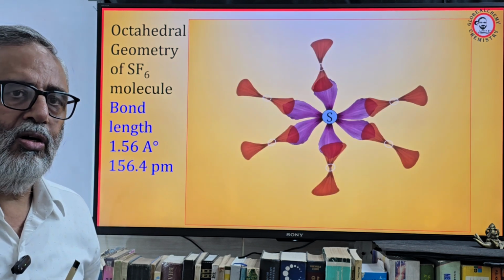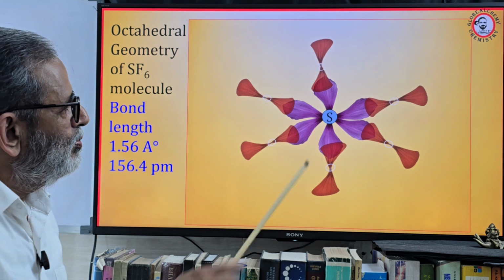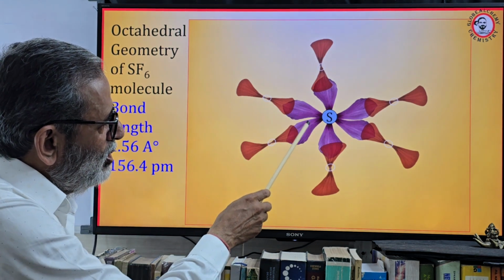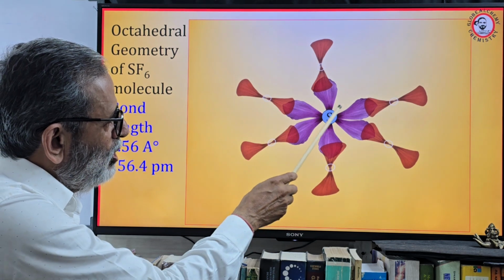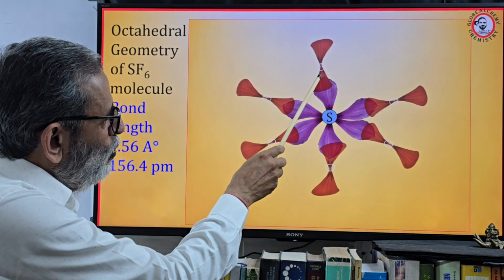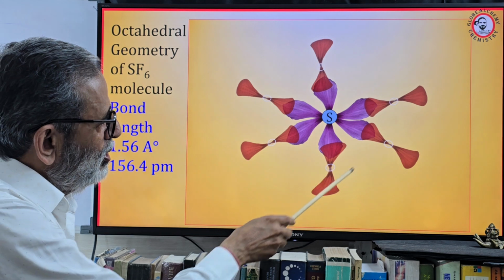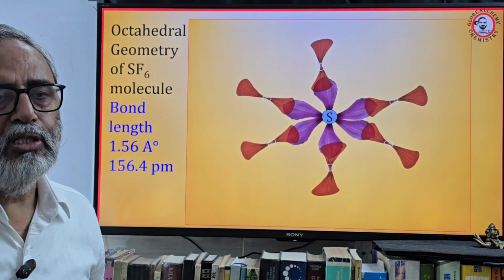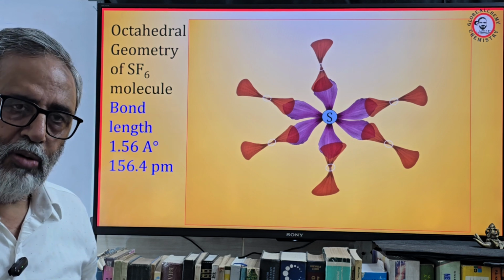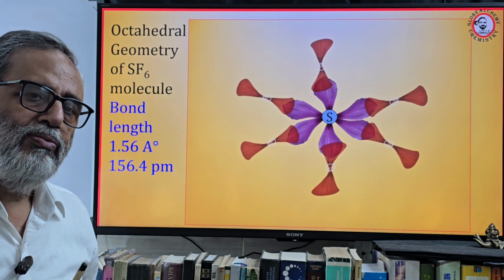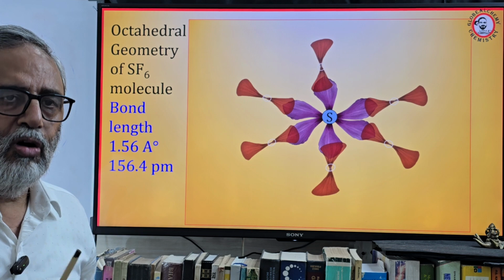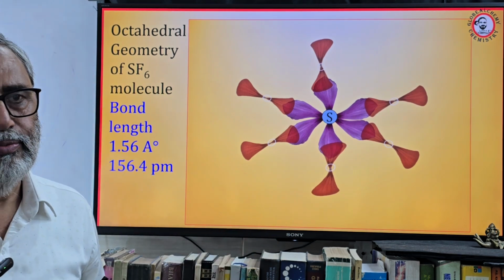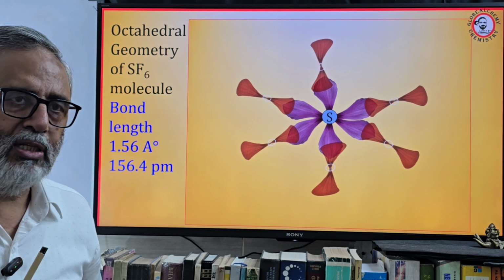So this is the octahedral geometry with 6 equivalent sp3d2 hybrid orbitals of the sulfur, and this is the fluorine p orbital. 1, 2, 3, 4, 5, 6 fluorine p orbitals overlap with the sulfur sp3d2 orbitals. So now it is clear.